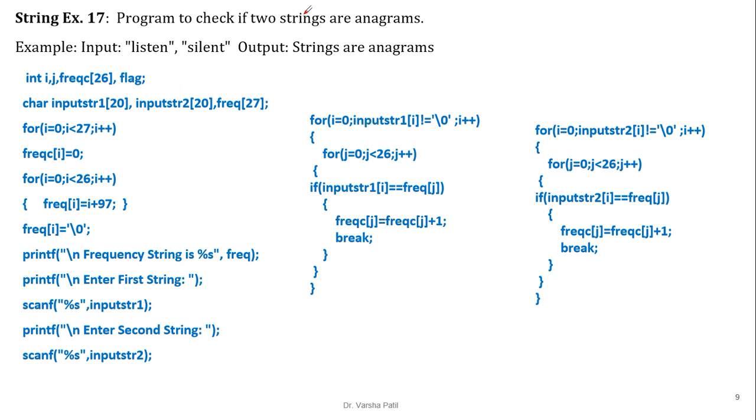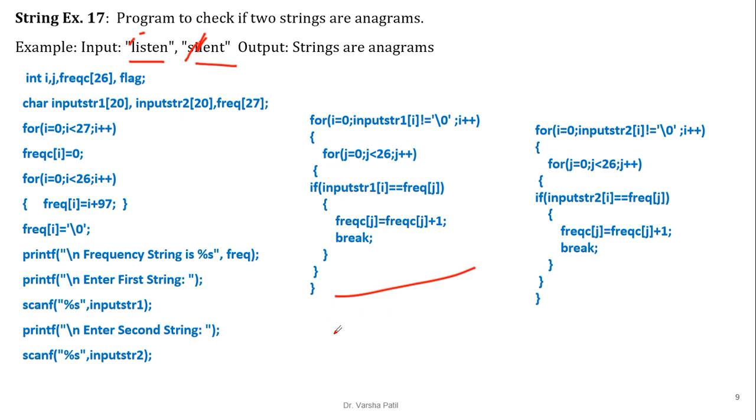So we want to check whether 2 strings are anagrams or not. For example, listen and silent, they are anagrams. Why? Because if you see the characters, L is present in both, I is present, S is present, E and T, all characters are present. They are not in the same sequence, but they are present, then they are called anagrams.